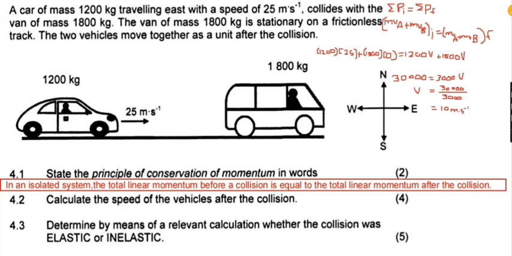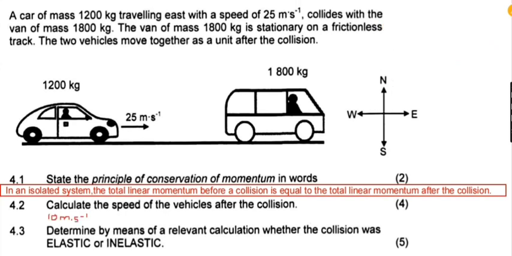Note that it's not really important to give us a direction here because they've only asked us for the speed, and speed is a scalar, so it does not have a direction. Question 4.3. Determine by means of a relevant calculation whether the collision was elastic or inelastic. Well, what we know about elastic collisions is that no kinetic energy will be lost during the collision. So what this means is that the kinetic energy will be conserved.